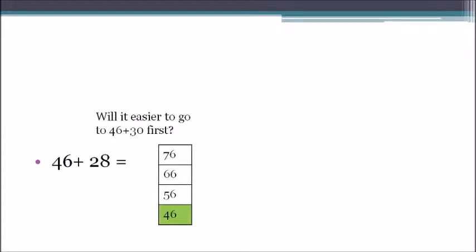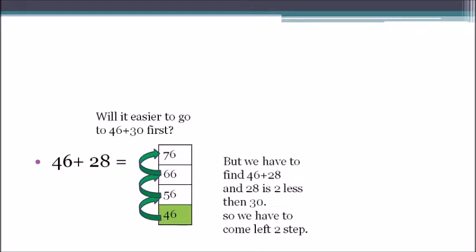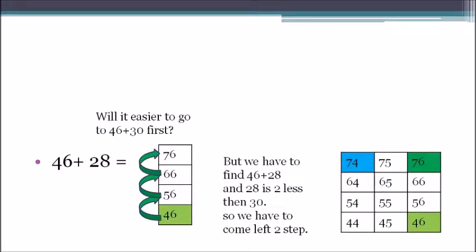So we are now at the position of 46. When we take 3 steps up, then we'll reach which number? 76. Then we know that 28 is 2 less than 30. So we have to come left 2 steps. So first we have taken 3 steps up. Then we just came towards the left. How many steps? 2 steps.